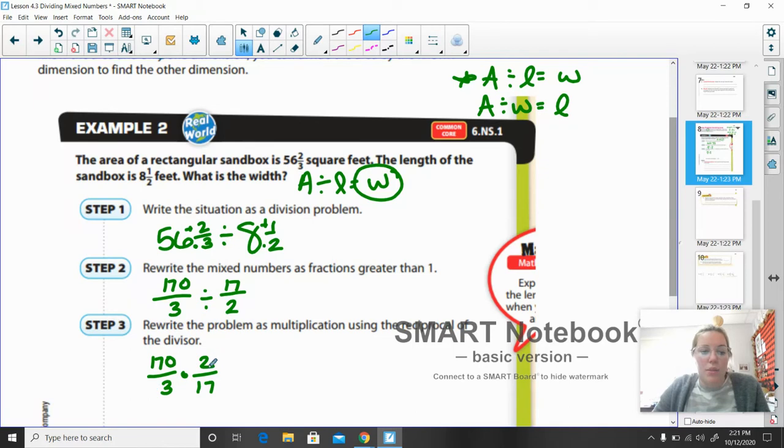This can't be cross simplified, but this can. 17 divided by 17 is 1. So 170 divided by 17 is 10. So then I go 10 times 2 is 20. 3 times 1 is 3. Turn this into a mixed number. So 3 goes into 20 six whole times. 6 times 3 is 18. So I get 2 left over. So my width would be 6 2/3 feet.